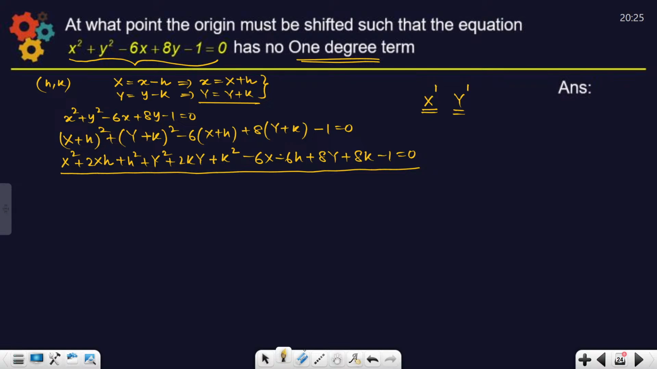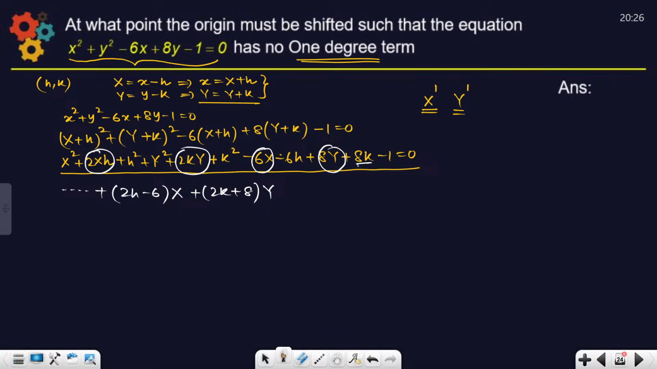This one, let me change the color of the pen. This one is your 1 degree term in x. I'm not writing everything, I'm simply writing it as 2h minus 6 times capital X. Okay, and we are having 2yk and 8y. So from here, if we take capital Y common, it will be 2k plus 8. Is it clear? So these are the two terms which are 1 degree terms.